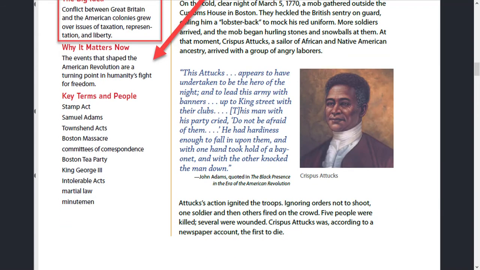It's also essential for you to understand key terms and people. And so here's a list of key terms that you're going to want to write in your notes and to be able to define for yourself. Making a list of flashcards of vocabulary terms is my biggest recommendation.